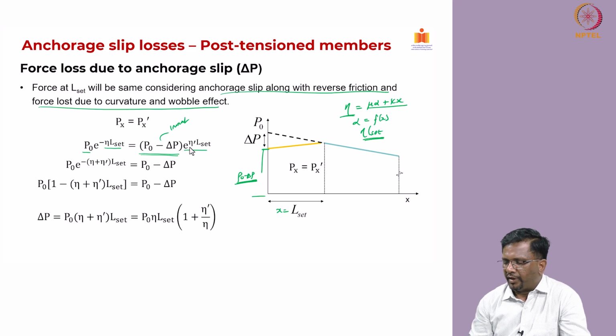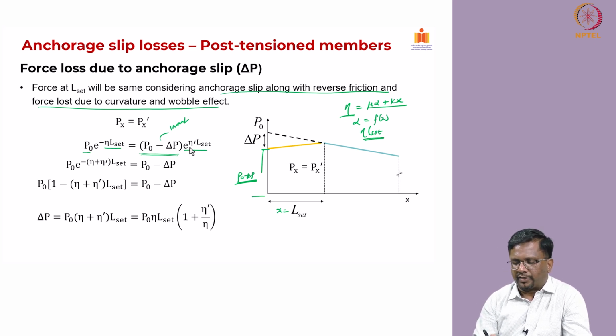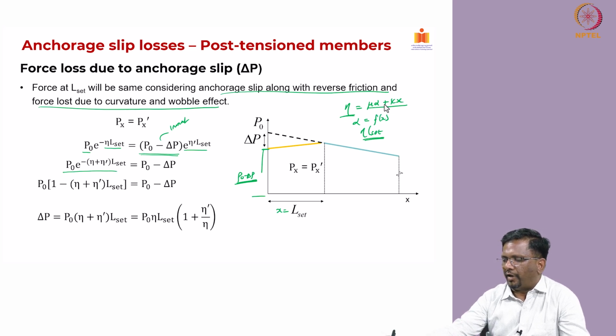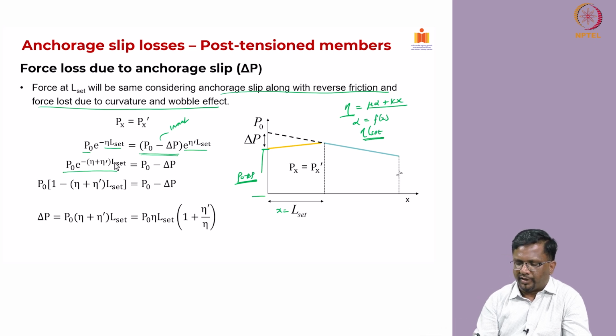So, if I take this eta prime L set in the other direction, then I can write this as P naught into e to the power of minus eta plus eta prime into L set. The L set can be taken out, because alpha is a function of x, the distance at which you are considering. So, L can be taken out, because we are doing the calculation at x equal to L set. So, I put L set here, right. Then you can see that P naught minus delta P can be written, from Taylor series expansion, as P naught into 1 minus eta plus eta prime times L set, right.